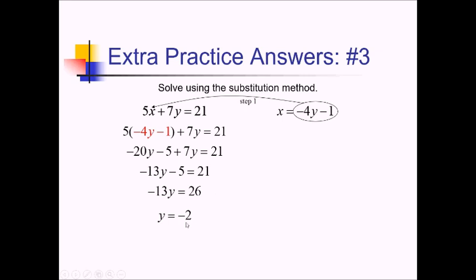Now to find x, I just plug negative 2 in for y wherever I need to. I'm thinking this equation that already has x isolated is a good spot. So I'll plug negative 2 in right here. So this will be negative 4 times negative 2 minus 1. That's going to be 8 minus 1, which gives me an x value of 7.